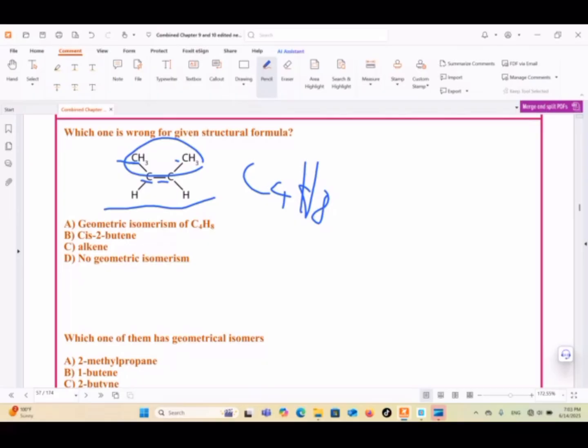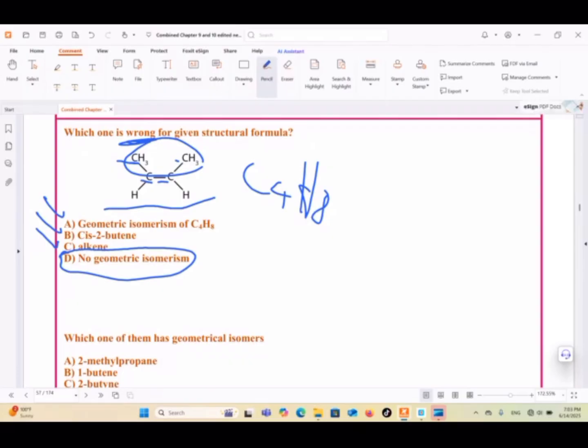C is 2-butene. The structure is cis-2-butene? Yes, it's cis-2-butene. A and B are correct. Is that an alkene? Yes, it's an alkene. No geometric isomerism. There is a geometric isomer. So D is the correct answer for the wrong option. It forms a geometric isomer. Why? Because we have got double bonds.